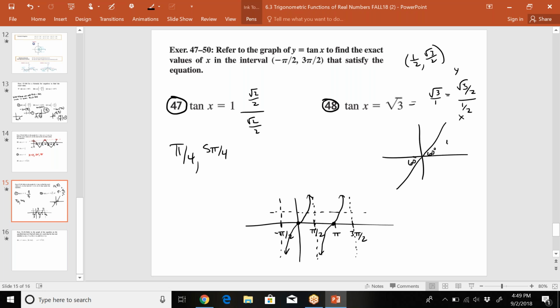Now in terms of radians, that's pi over 3. This would be 3 pi over 3 for pi, so this is 4 pi over 3. So the two angles, and that would be the only times that it would equal that square root of 3 between here, because it's only going to cross those two things twice. So that's going to happen at pi over 3 and 4 pi over 3.